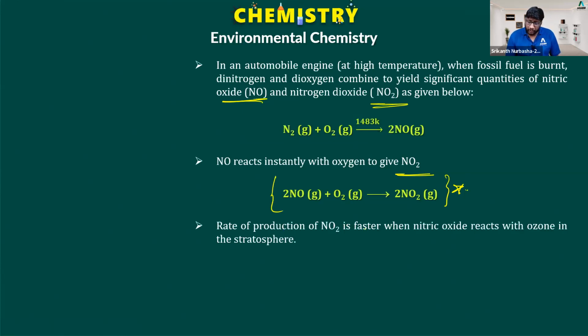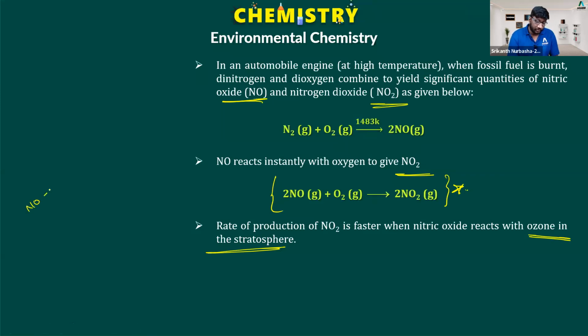Rate of production of NO2 is faster when nitric oxide reacts with ozone in the stratosphere. Why? In the stratosphere we have ozone, right? Although we are discussing tropospheric pollution, in the stratosphere also we have ozone. If you have NO there, that NO reacts with O3 to form NO2. NO plus O3 gives rise to NO2 plus O2.